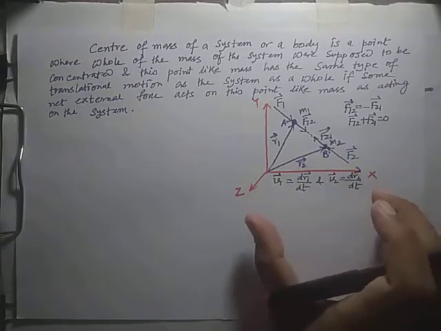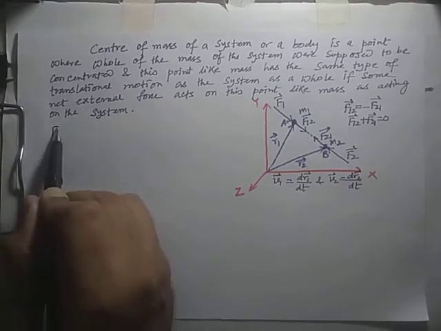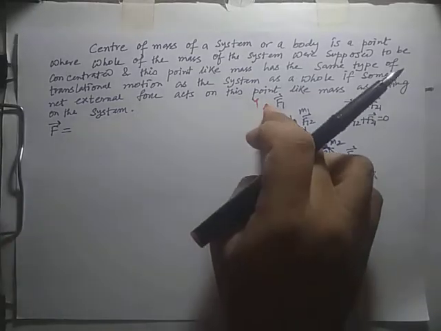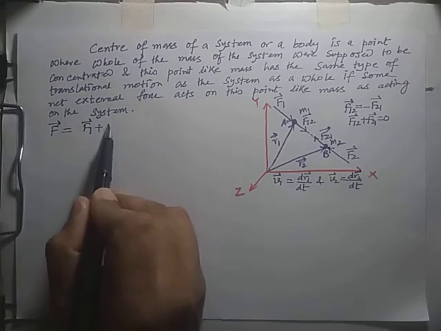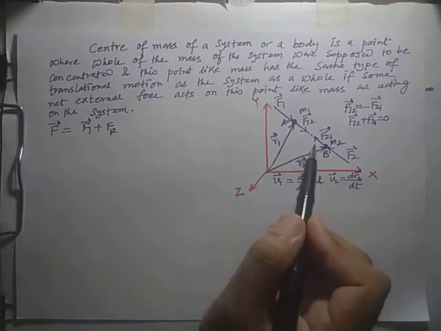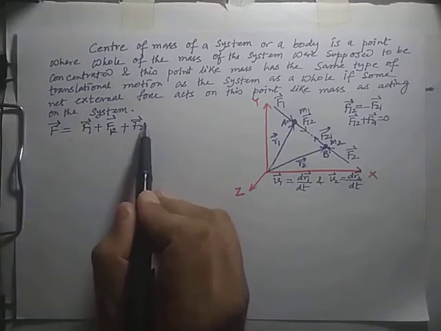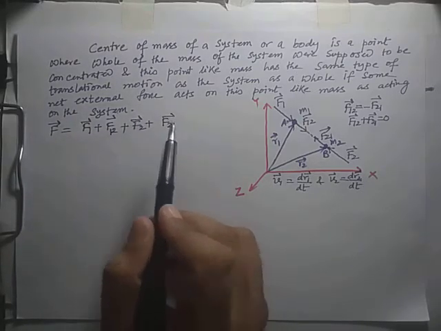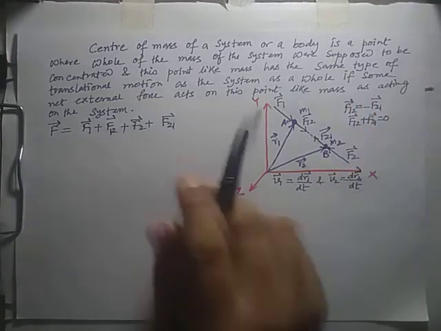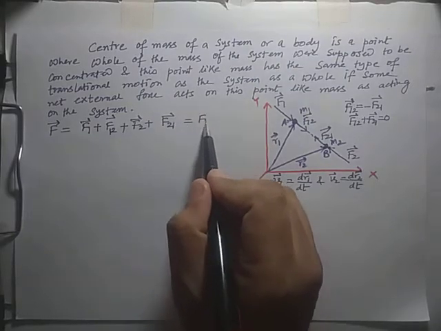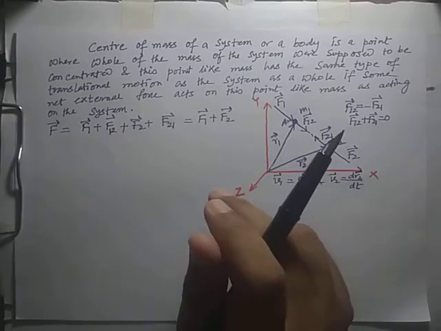It will be used afterwards. So first we will find out the total net force F. So F1 plus F21, F1 plus F12 plus F2 plus F21. Now rearrange that one, or you can write F12 is equal to minus F21, so it will cancel. So total force will be F1 plus F2. So this is the net force.